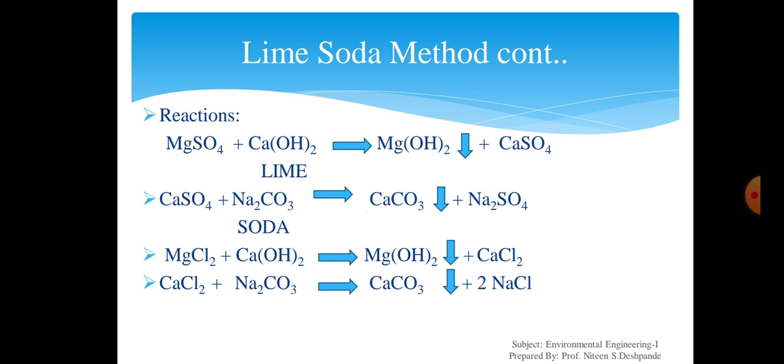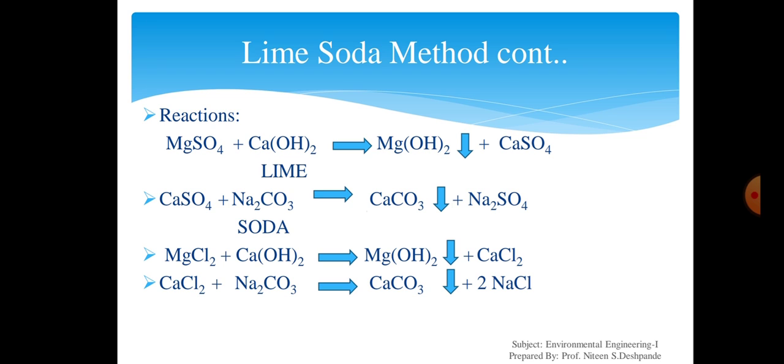If we add lime, that is calcium hydroxide, to the magnesium sulfate, then we get the precipitation of magnesium hydroxide plus calcium sulfate. Again, if we add the soda, Na2CO3, to the calcium sulfate, then it will give us CaCO3, calcium carbonate precipitation, and Na2SO4.